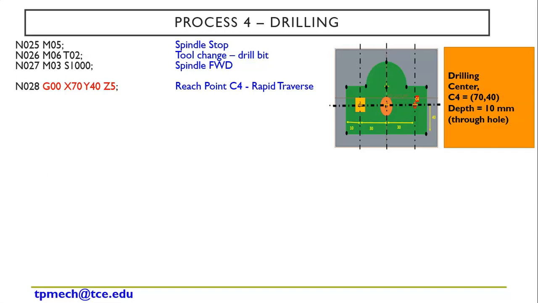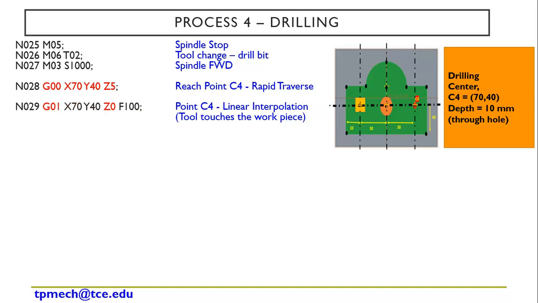One assumption here is that the diameter of the hole is equal to the diameter of the drill bit. For example, if I need a 10 mm hole, then I am using a 10 mm drill bit. At point C4 I am going to penetrate into the work. Here I am going to touch the surface, a skin touch. So G01 X70 Y40 Z equal to 0, F equal to 100.